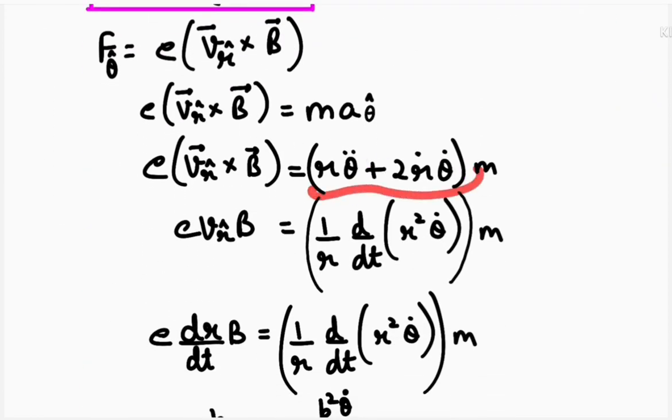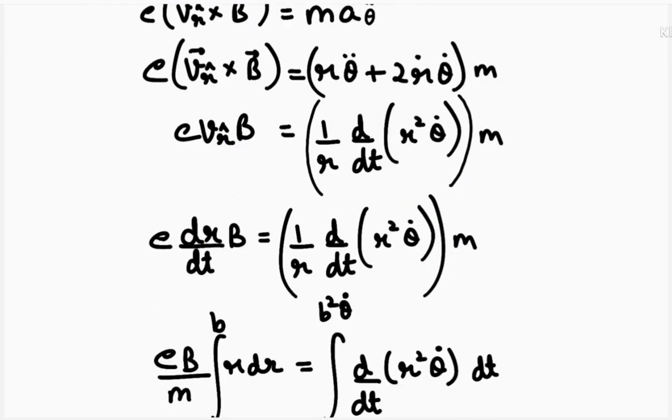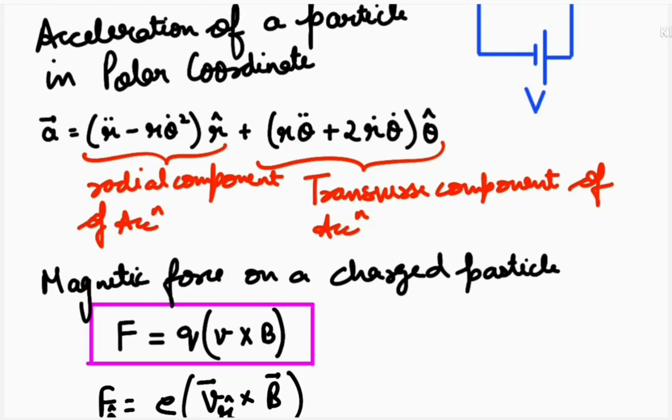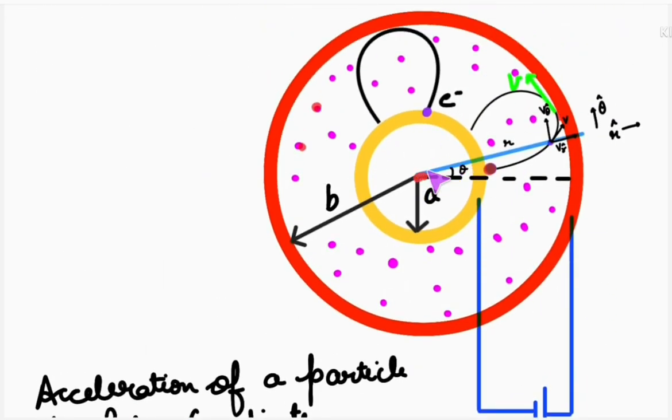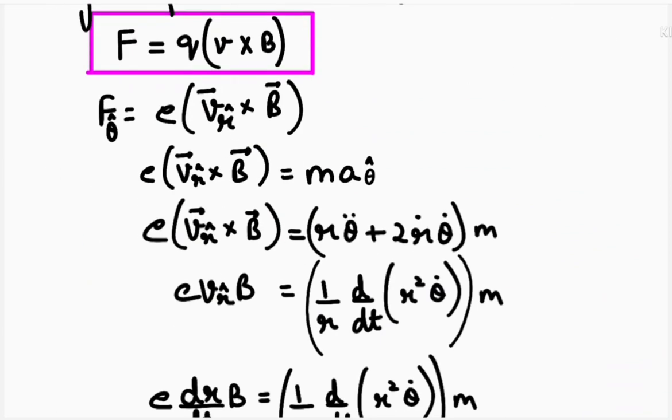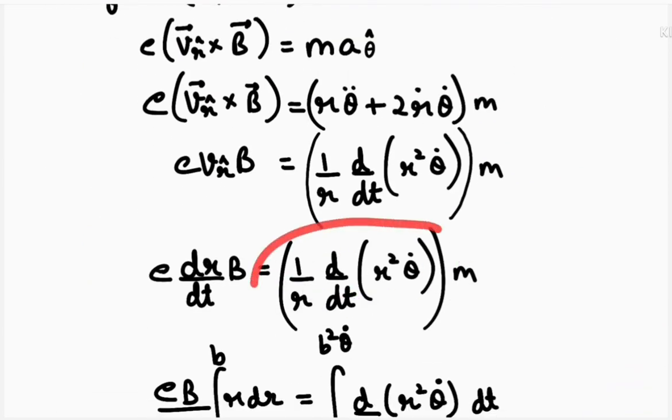So I can write this expression like this also. You can differentiate it and you will get this same expression. This v_r we can write as dr by dt, where r is the distance from the center. So dr by dt is v_r. Then dr by dt times eB is equal to this expression multiplied with m.